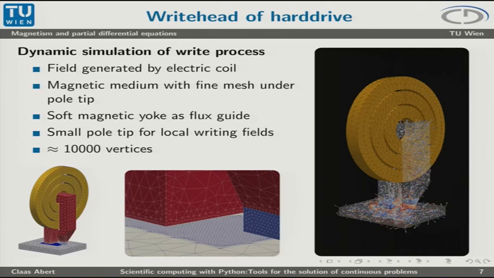guides the magnetic flux to the pole tip, which you can see here. And this pole tip is very small in order to create very local fields and in order to write small bytes. And the whole writing process looks like this. So the current in the coil is switched in direction, and as you can see, the magnetization flux goes through the yoke and is able to write a byte.